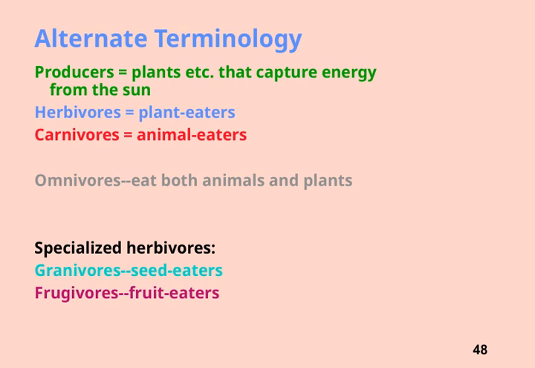Now, within herbivores, there are specialized groups. For example, granivores are seed-eaters. Think of certain birds or rodents that primarily feed on seeds. Then, we have frugivores, which are fruit-eaters. These animals play important roles in seed dispersal and plant reproduction. Recognizing these distinctions helps us understand the complexity and diversity of food relationships in ecosystems. And it ties back to our overall theme of energy flow and interactions within biological communities.